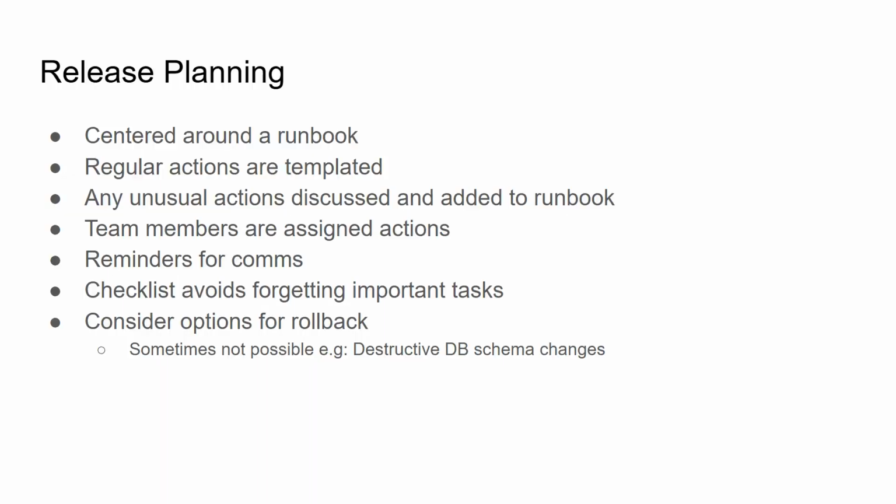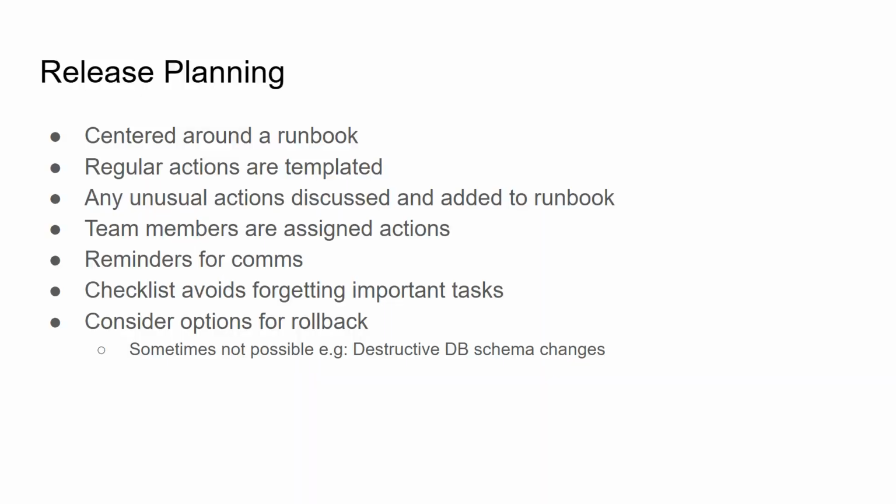Release planning is centered around a run book, and we have a template, so regular actions are templated into that run book, which we clone and then fill in the extra details. Any unusual actions are discussed and added to the run book, and team members are assigned the actions so that they know who is going to run them on the night. There's some reminders for who we need to communicate with and a checklist, which avoids us skipping or forgetting important tasks on the night when we're in the middle of things. We also consider options for rollback, and sometimes that's not possible.